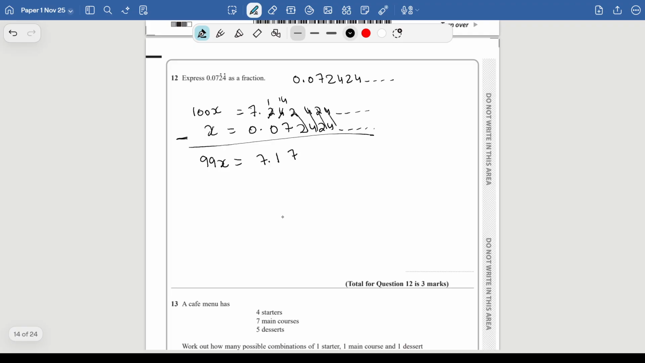So 7.17. You remain with this part. All the recurring part of the decimal will be cancelled here. So x is 7.17 over 99. That's the value for x. Well, we can get rid of the decimal here by introducing a 0 in the denominator, but since there are 2 places, you need to have two zeros here. So the fraction is 717 over 9900. You can simplify it, but since it did not ask us to simplify, you can keep the answer the way it is.